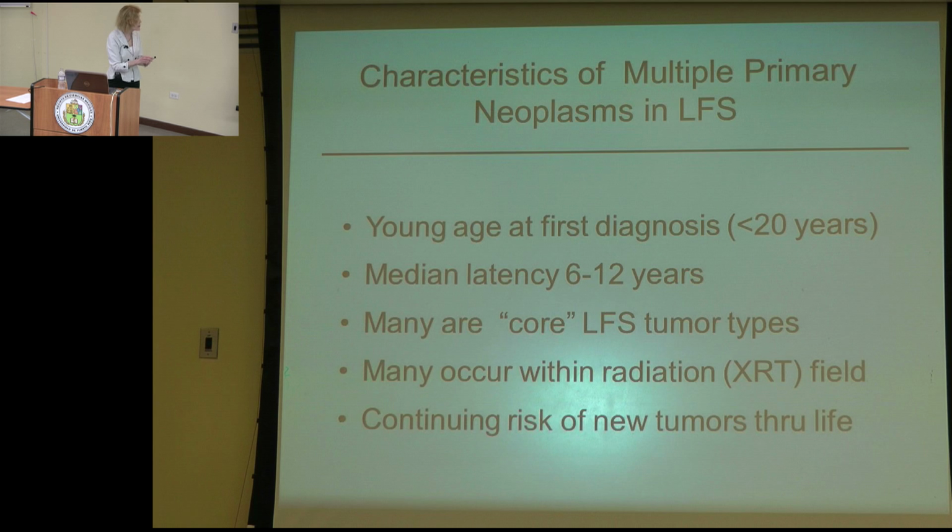So to review, these are the general characteristics of the multiple primary tumors in Li-Fraumeni syndrome. Higher risk if you're younger age at first diagnosis. Median latency of maybe 6 to 12 years, which is very different than what you see in general. Many of these are going to be the same core tumors. Sarcomas are often a radiation-related cancer. So if we know radiation can cause them and you're predisposed, you might imagine that radiation would play a role in sarcomas. It can play a role in brain tumors.